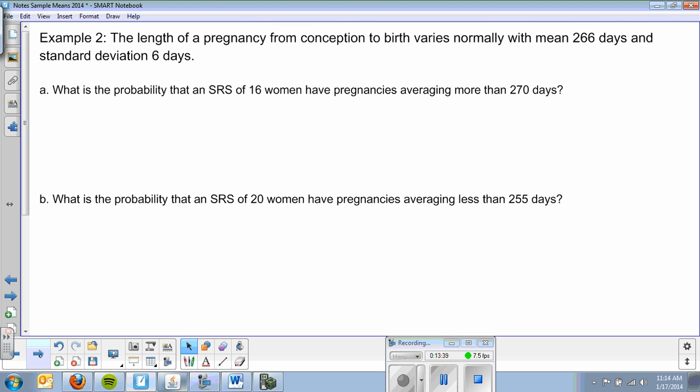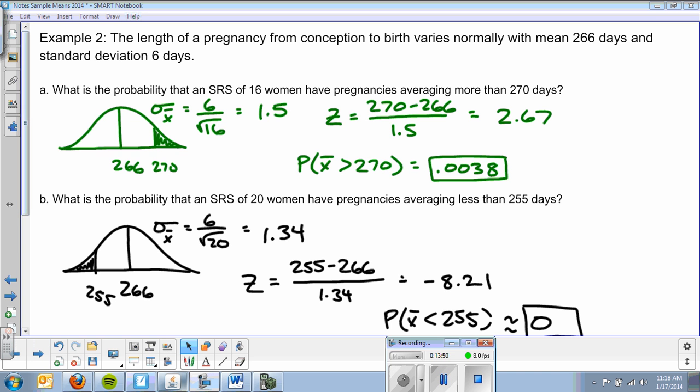Okay, so here's another practice problem. What I want you to do is I want you to pause it. I want you to try it on your own, and then check the answers. And here are the answers to A and B. You can walk through the problem. You can see that I recalculated the standard deviation because the sample size in this case was 16. So I recalculated my standard deviation, got my z-score, got the area. And the same thing here, SRS of 20, recalculated my standard deviation, got my z-score. Now z-score negative 8.21 is not very likely, so that probability is about 0.